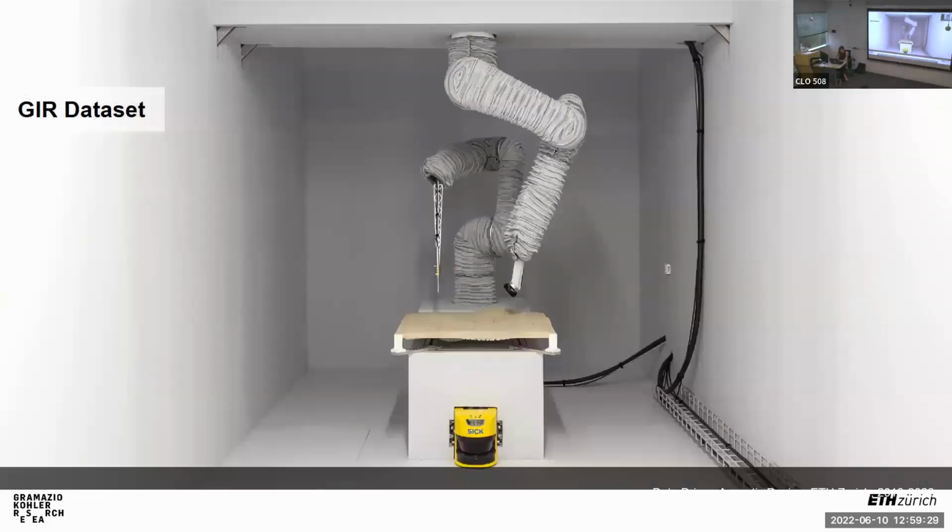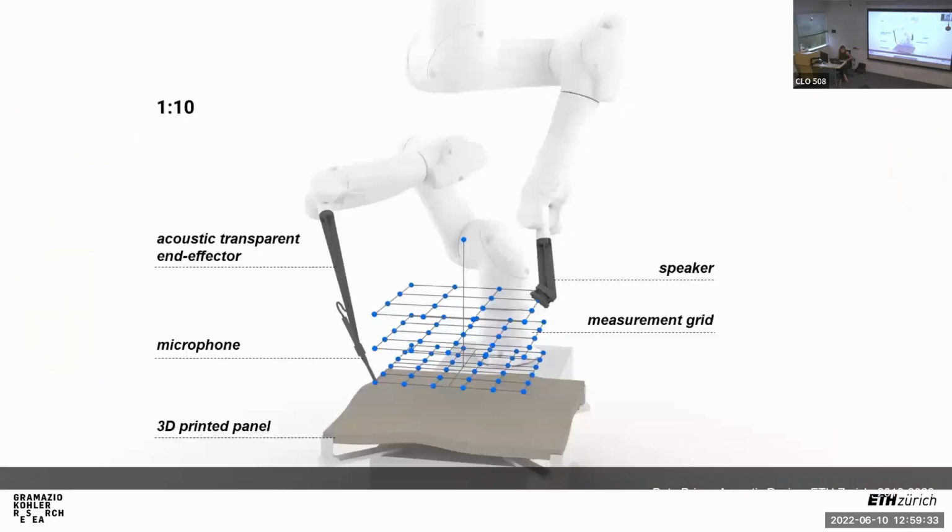This is the robotic setup we developed to measure those 3D printed panels. Per panel, we recorded approximately 3,000 impulse responses at 72 defined measurement locations, which you see in blue. Different combinations of these 72 points then resulted in the full acoustic response. So per acoustic panel geometry, we have a rich and very high-dimensional acoustic response.